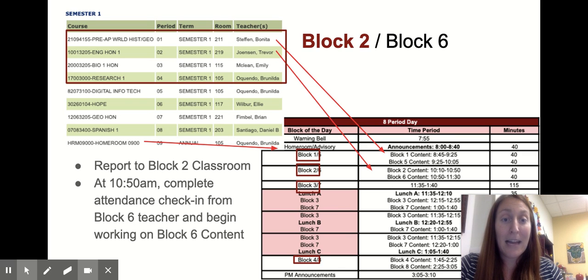At that next time point, I'll switch to my block 2 teacher, so I'll move in the building to my block 2 teacher's classroom. I'll work on block 2 from 10:10 to 10:50. And at 10:50, I'll switch gears and I'll complete my attendance check-in with my block 6 teacher and see what they have posted for me for that school day.